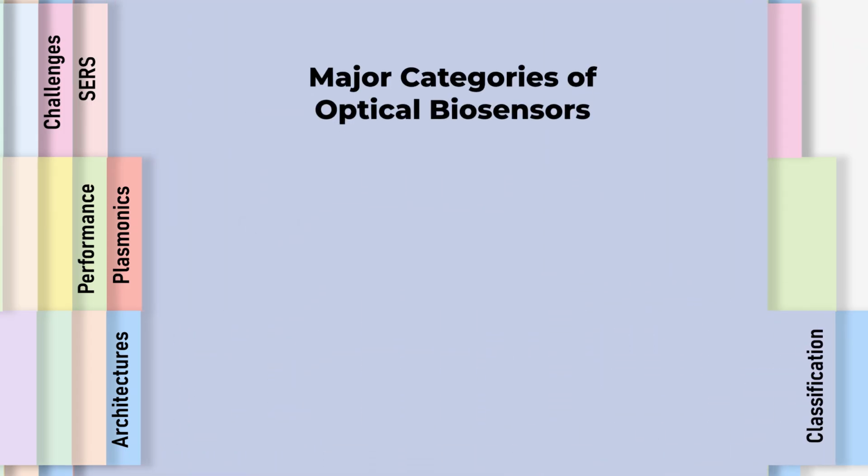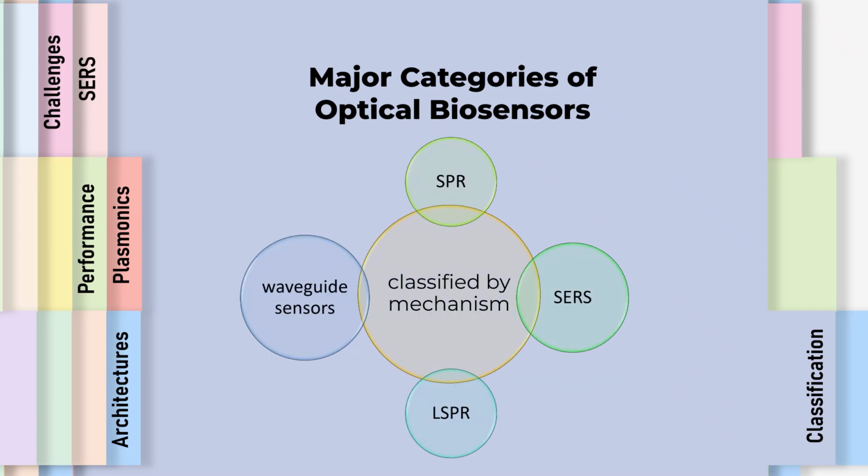Major categories of optical biosensors. Optical biosensors can be classified in different ways. Based on their mode of operation, they are either label-free or label-based. In label-free systems, the analyte directly interacts with the transducer to produce a signal. In label-based systems, a label, such as a fluorescent or colorimetric marker, produces the detectable signal.